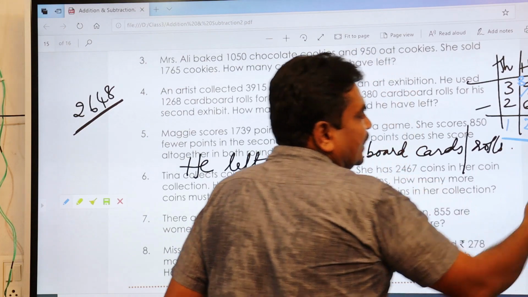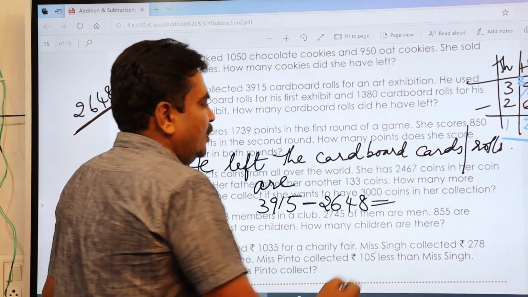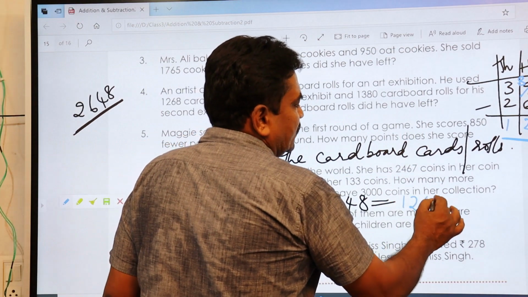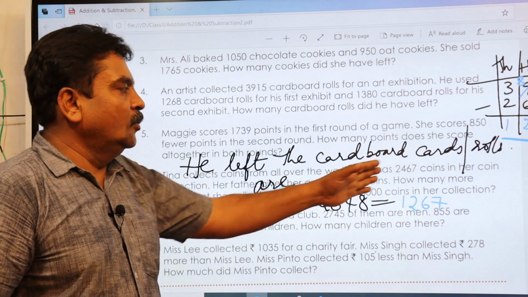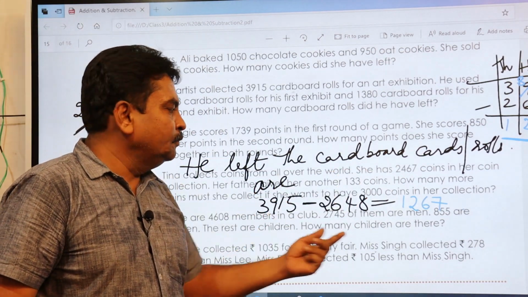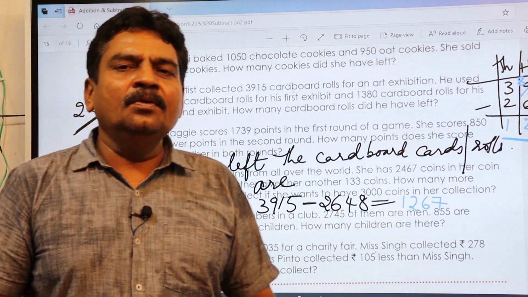So how many cards did he leave in the end? That is 1267. You write down that one, 1267. So the cardboard rolls he left are 1267. This way you are going to do it.